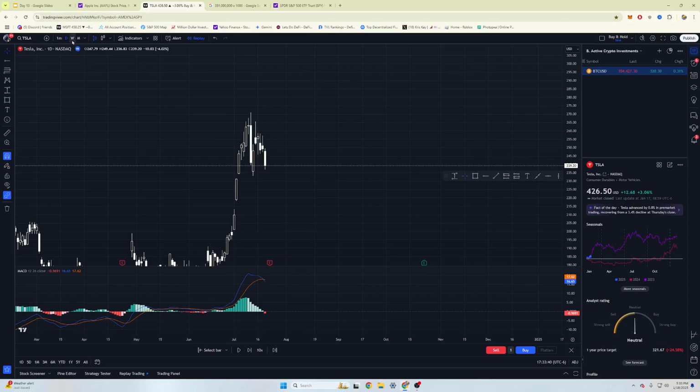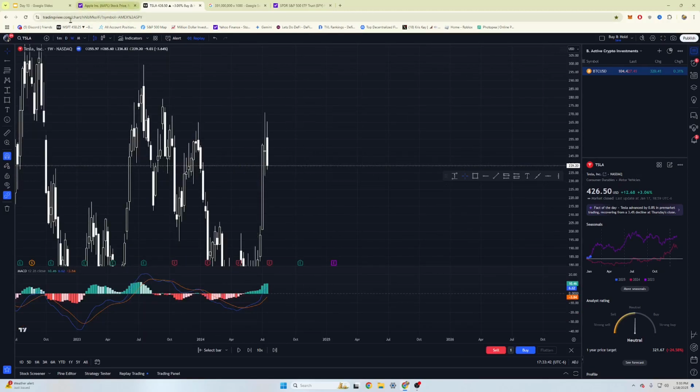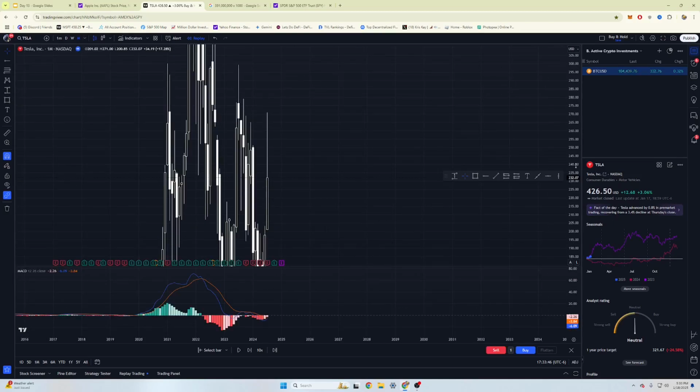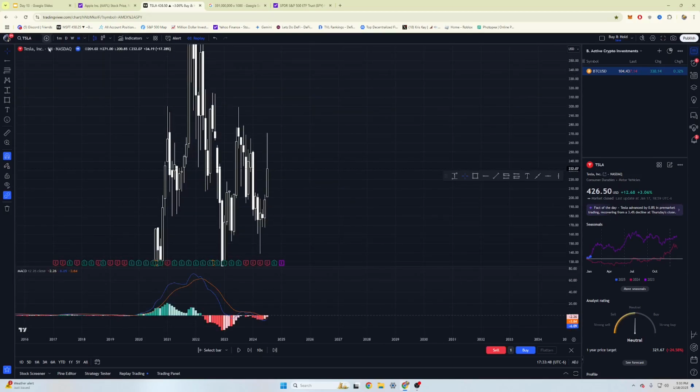Let's go look at the weekly. On the weekly, red candle. On the monthly, green candle. Wow, it is a good workout, huh? This ain't ever gonna work out.